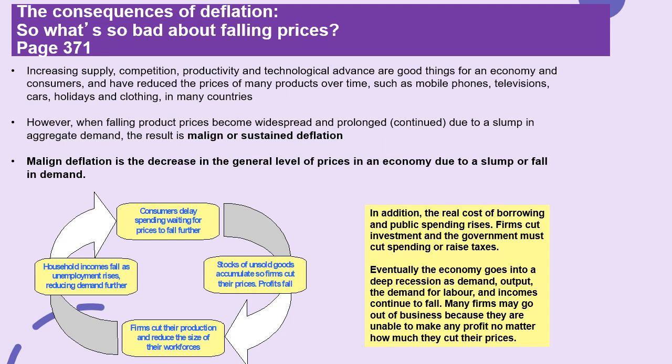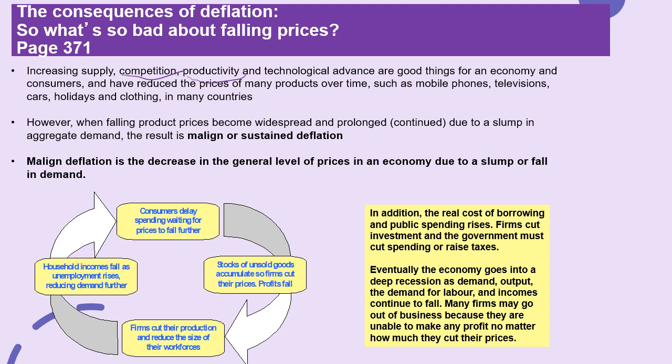So this is an explanation of the consequences of deflation. So why is it bad? Because usually you would think if prices are falling, then it should be a good thing. But as we said, on the contrary, it could be a negative thing. Why? Because increasing supply, like what we said in the previous slide, and competition and productivity and technological advancement, this is a good thing for an economy, and it will lead to lower prices of goods and services.